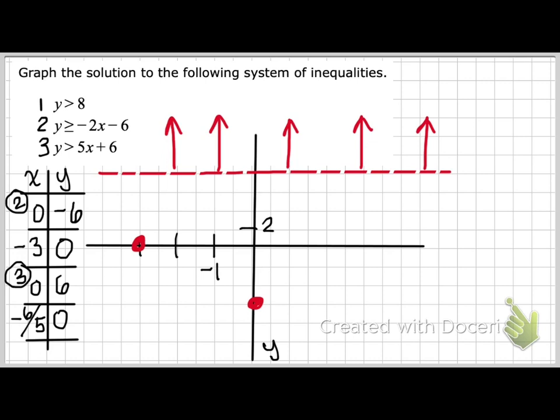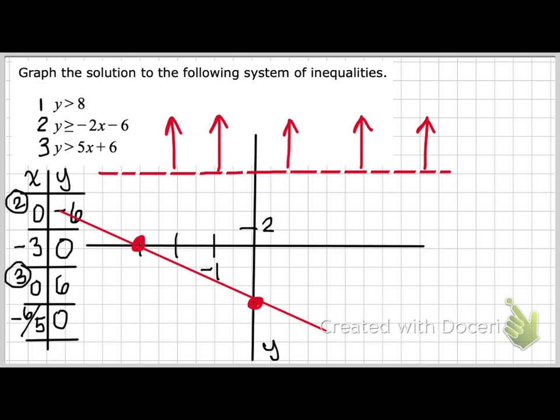We want to connect those points. That's going to be a little problem. Let's try that. Okay, that's pretty good. And in this case, it's y is greater than or equal to, so I'm going to leave the edge solid.